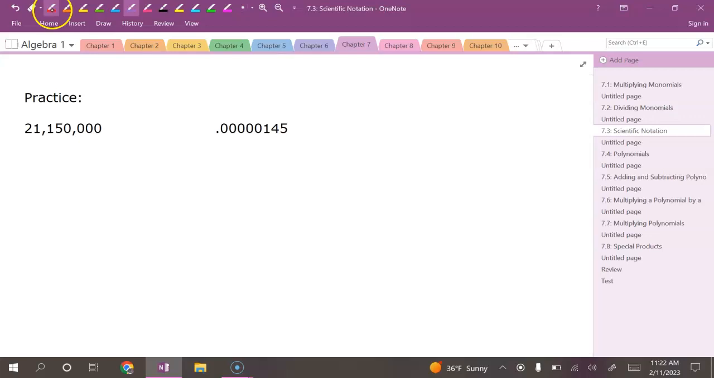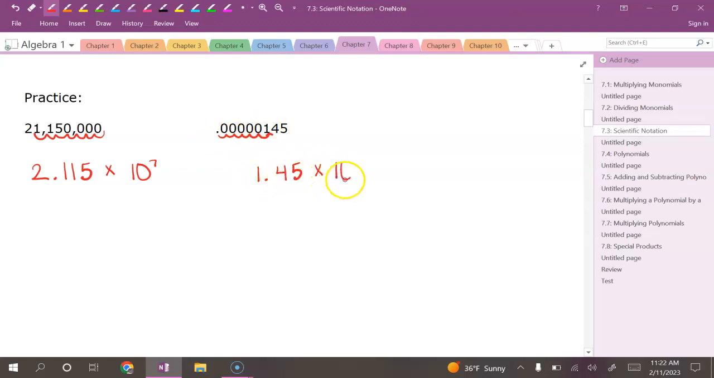For this first one, I would have moved your decimal point so it came right after the 2. So 2.115. You don't need any of those zeros after it. And then times 10, and you had moved it 7 times to get it over there, so it should have been 10 to the 7th power. For the second one, you're moving it to the right 1, 2, 3, 4, 5, 6 times. So this should have been 1.45 times 10 to the negative 6 power because you went to the right.